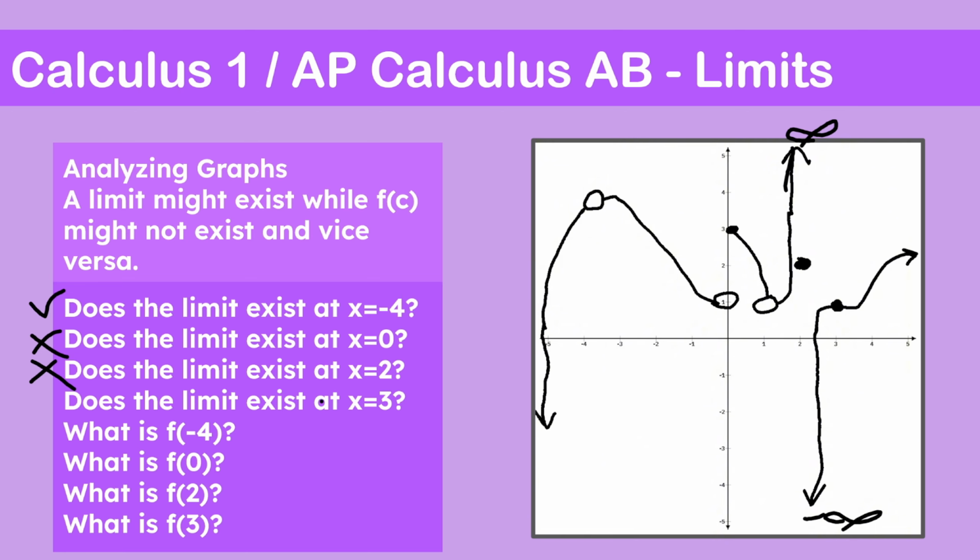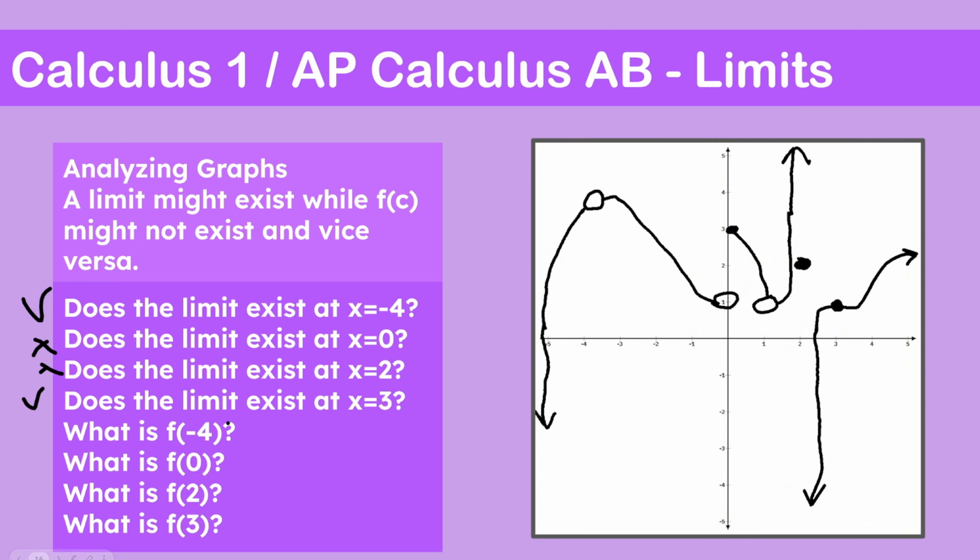This fourth question asks us, does the limit exist at x equals 3? So let's see. From the left, 3 is right here, and we're trying to approach it. From the left, we get closer and closer, and we reach the point 3, 1. Let's see if they reach the same point from the right. From the right, it gets closer and closer to 3, and it does reach 3, and it's equal to 1. So the limit of f of x as x approaches 3 is equal to 1. So yes, the limit does exist, and it is equal to 1.